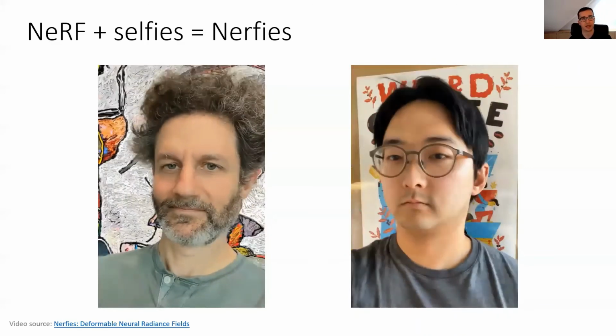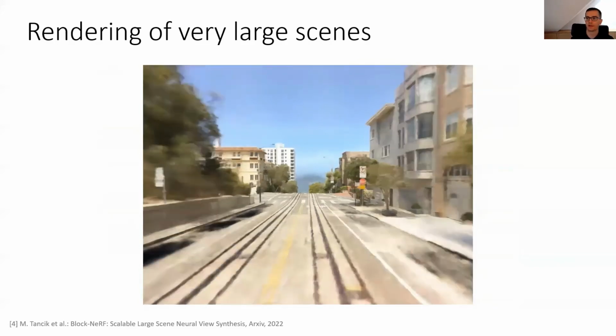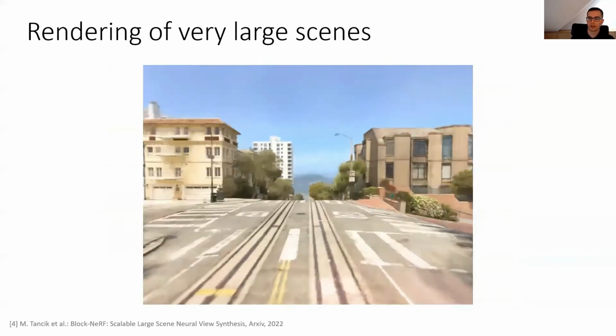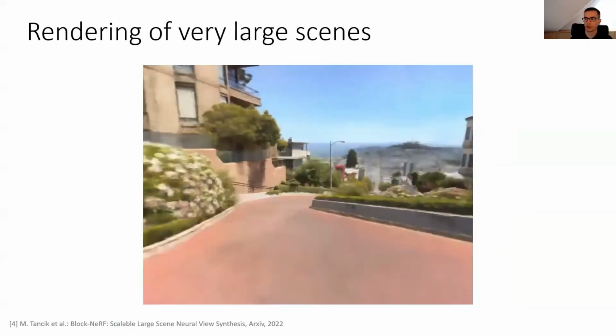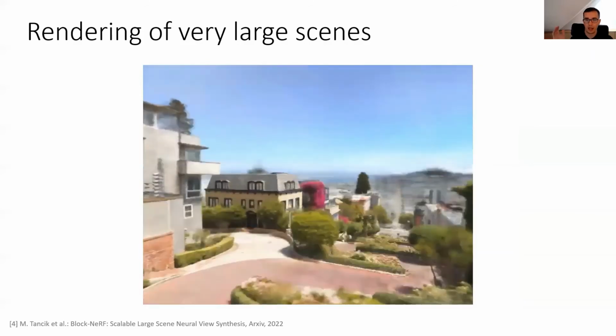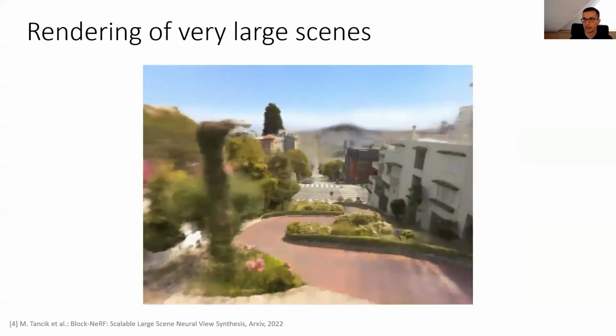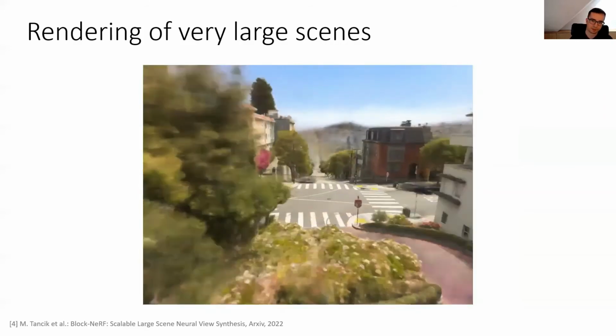Another interesting extension to NeRF is representing very large scenes using NeRF. So far, we talked about small scenes, so maybe a single room, a single person. But what if we wanted to render a very large scene? So this method called Block-NeRF shows that they can represent scenes as large as half a square kilometer of a city, so 1,000 meters by 500 meters approximately, in this case of San Francisco.